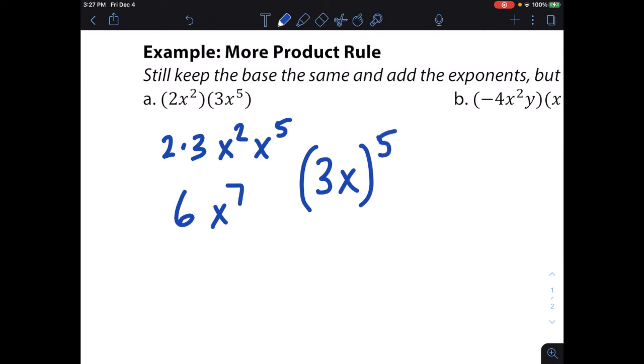But since that parenthesis is outside, wait a minute, I just wrote it again. Since the parenthesis is outside, that exponent only applies to the x and not the 3. Okay, so let's keep going here.